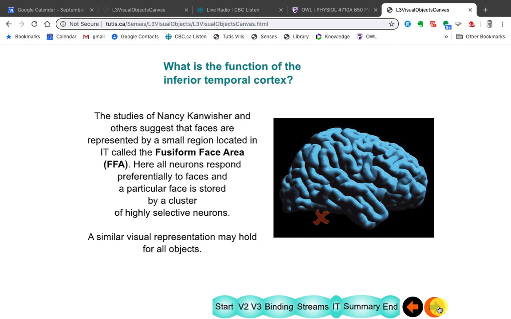A column would represent, let's say, a particular face. So it would be a cluster of neurons, several columns that would represent one particular face. Then a bunch of columns beside it might recognize a different face, with slightly different sets of features.